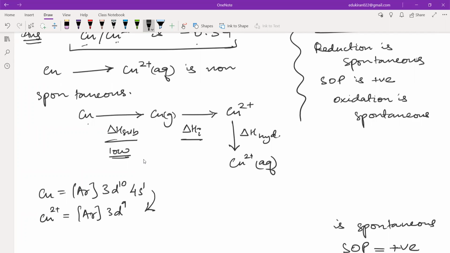This is fully filled, this is half filled, and we are going from fully filled, half filled, extra stable, to what? 3d9. 3d9 is neither half filled nor fully filled. It is incompletely filled. That is why it will be very high.